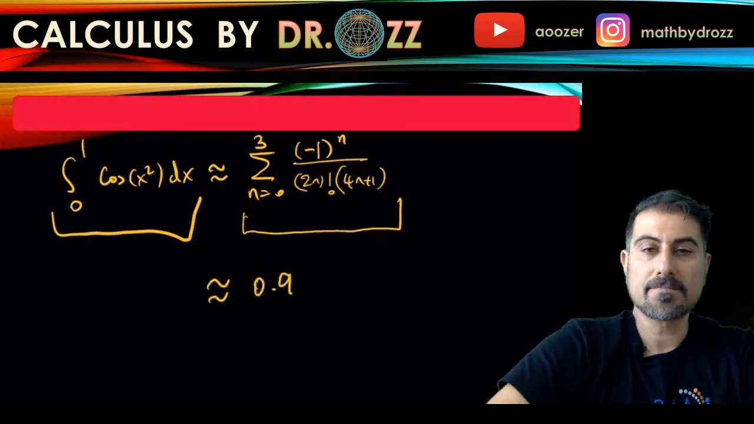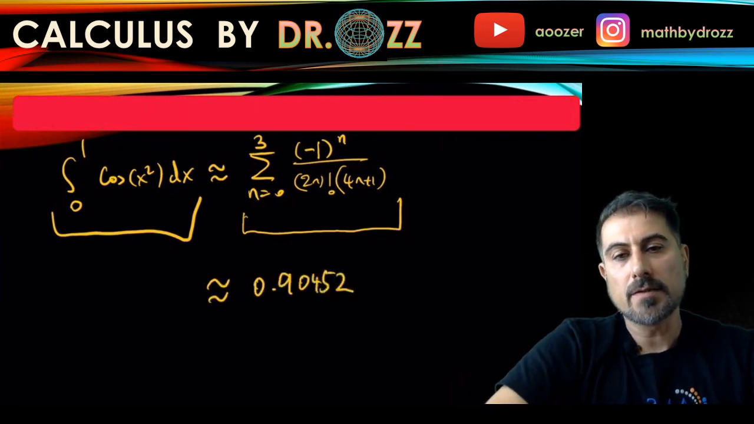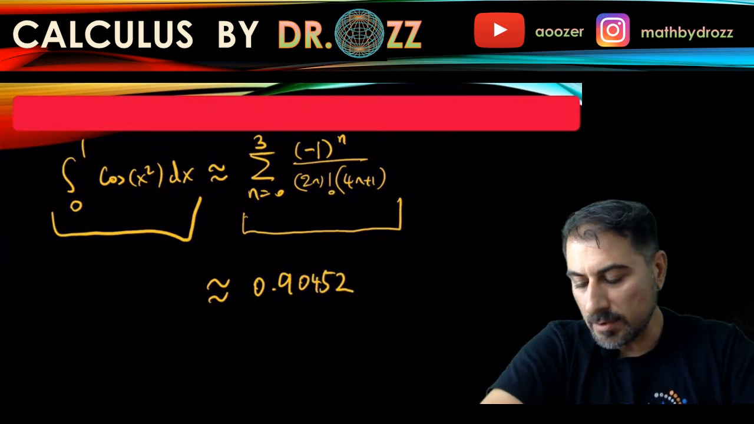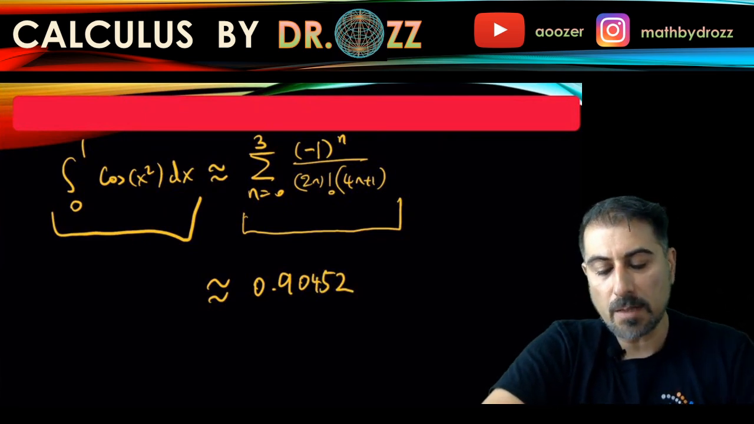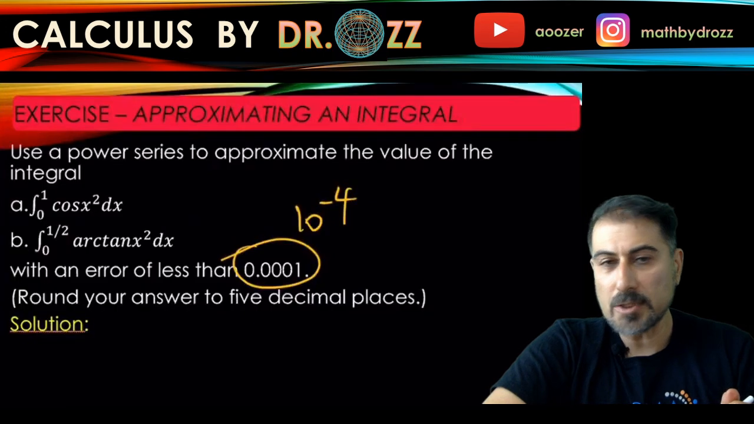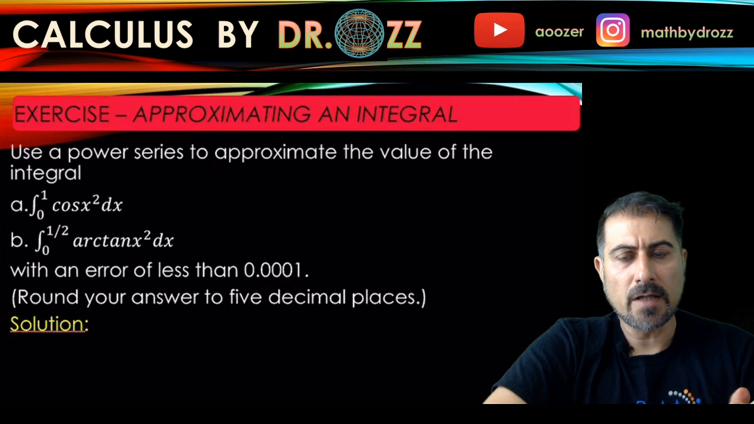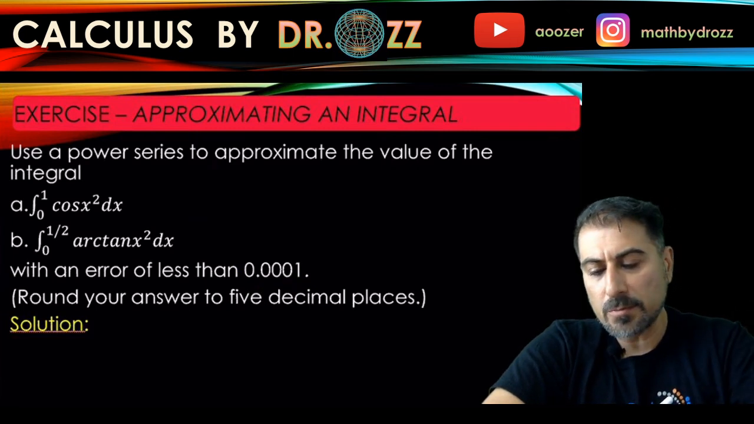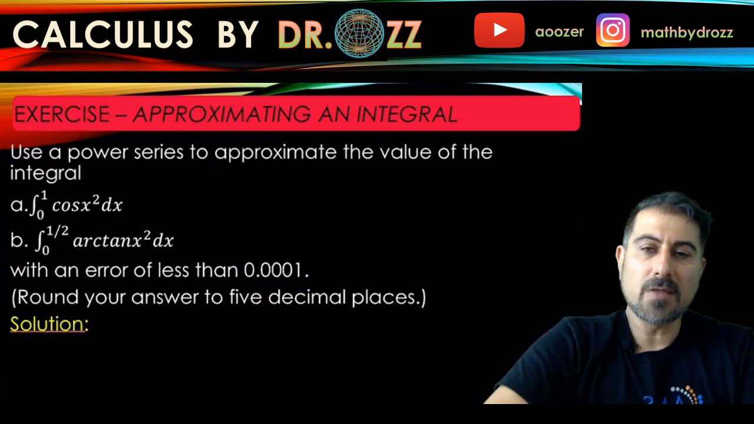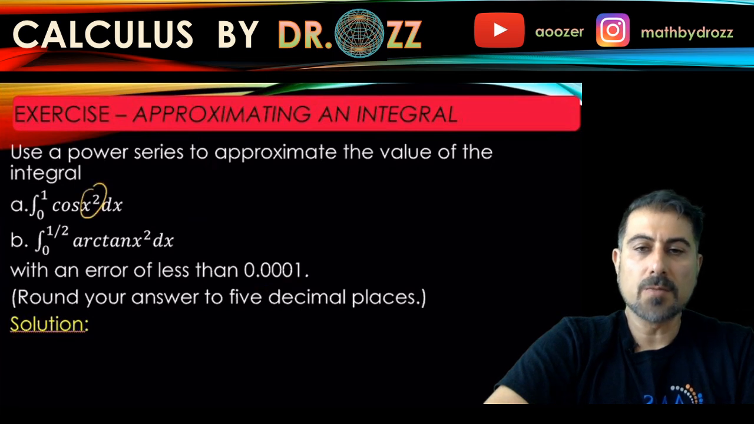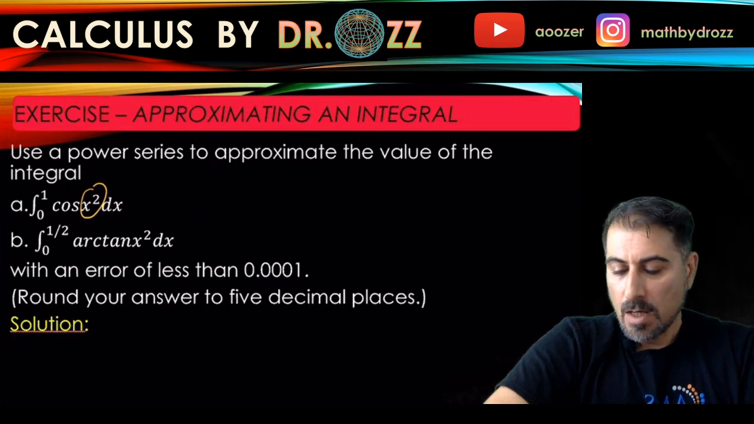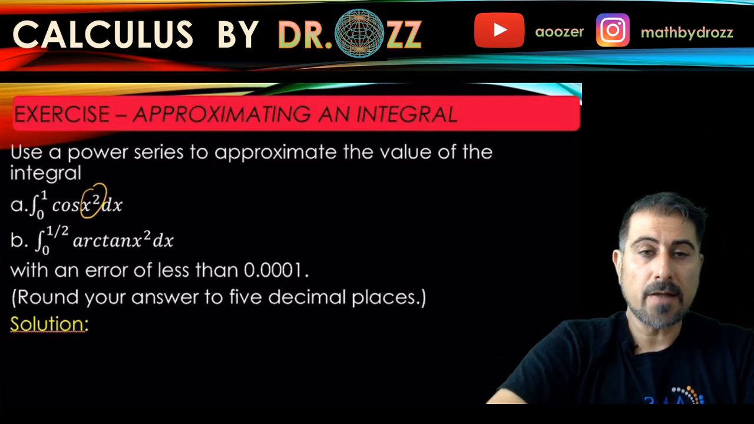That is approximately equal to, if you use your calculator, 0.90452. This is a very strong result, because going back to the original problem, cosine of x squared is not something you can integrate using the techniques we learned in the previous sections, because of the x squared term. That makes it doubly complicated, and that's why we are trying to use the power of power series to approximate those definite integrals.